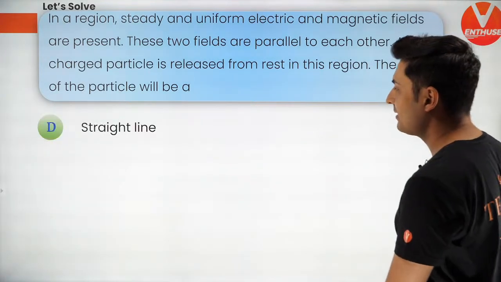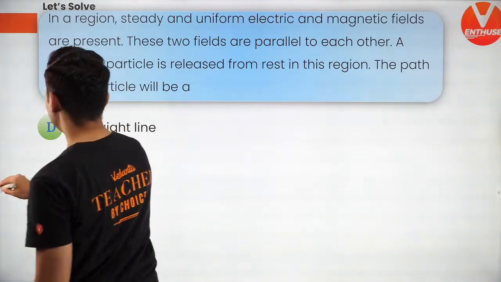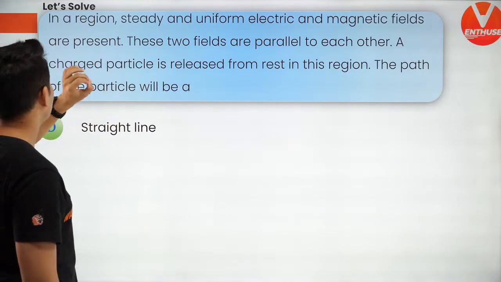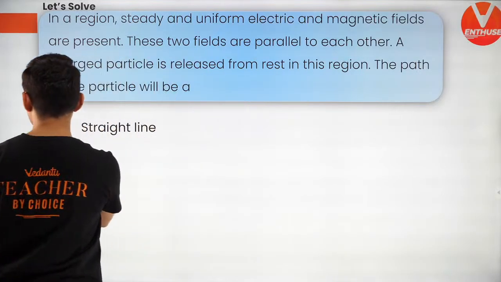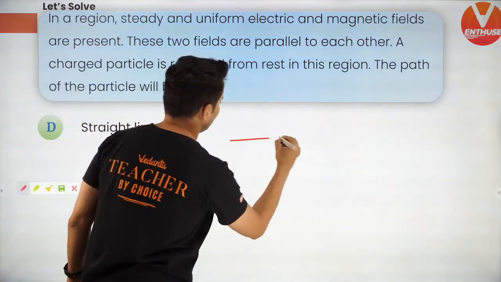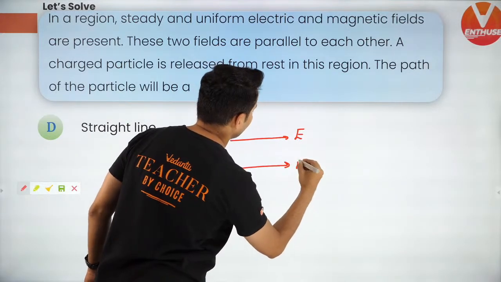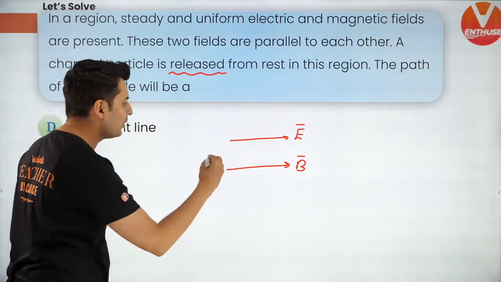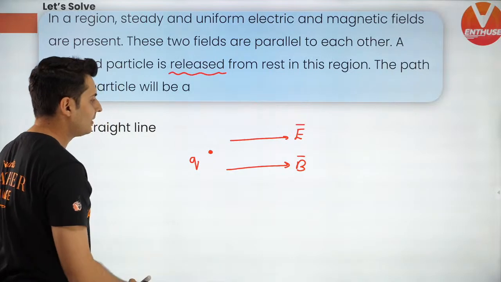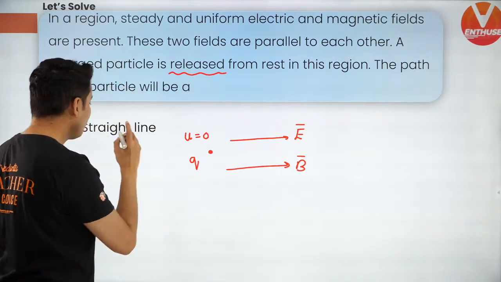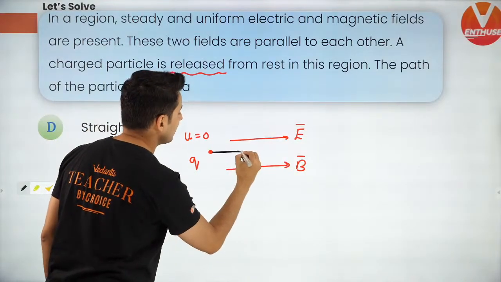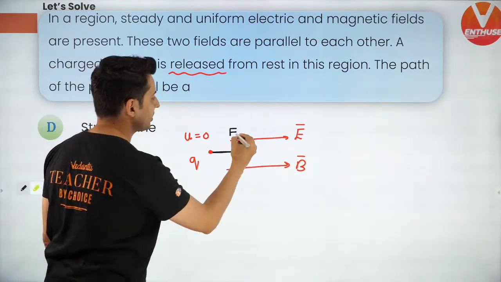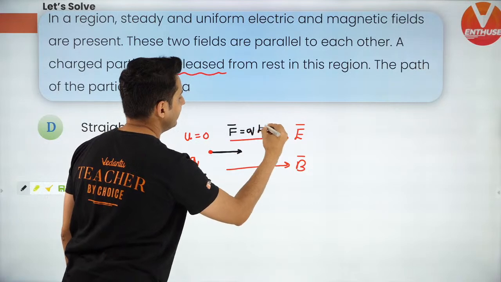You might be wondering, why is it a straight line? Guys, read it carefully. In a region where electric and magnetic fields are present, they are parallel to each other, first of all. Okay, let's draw it first. So, the electric field and the magnetic field are parallel to each other, and a particle is released. Very important. If you release a particle, that means initial velocity will be 0, but do not forget there will be a force only due to the electric field initially. So that force will push it here. That force is because of the electric field.